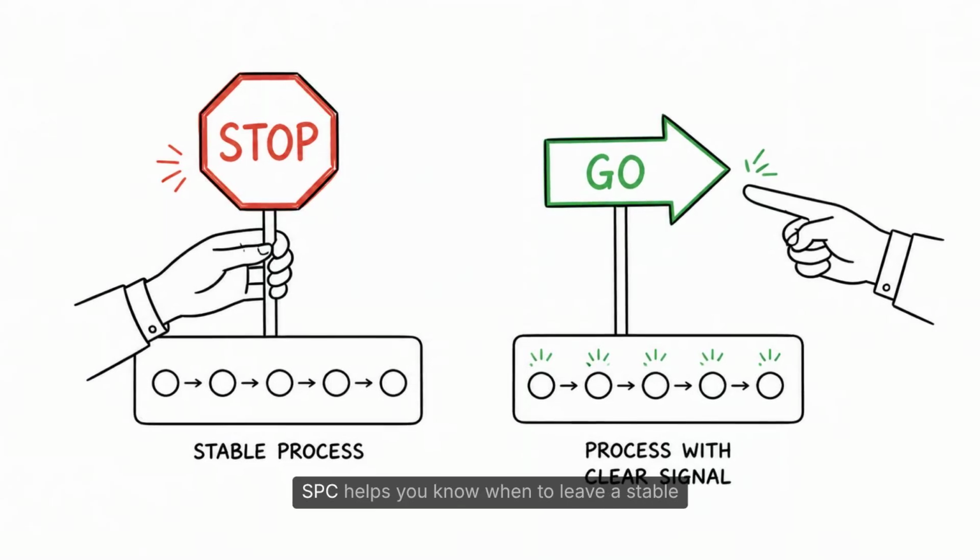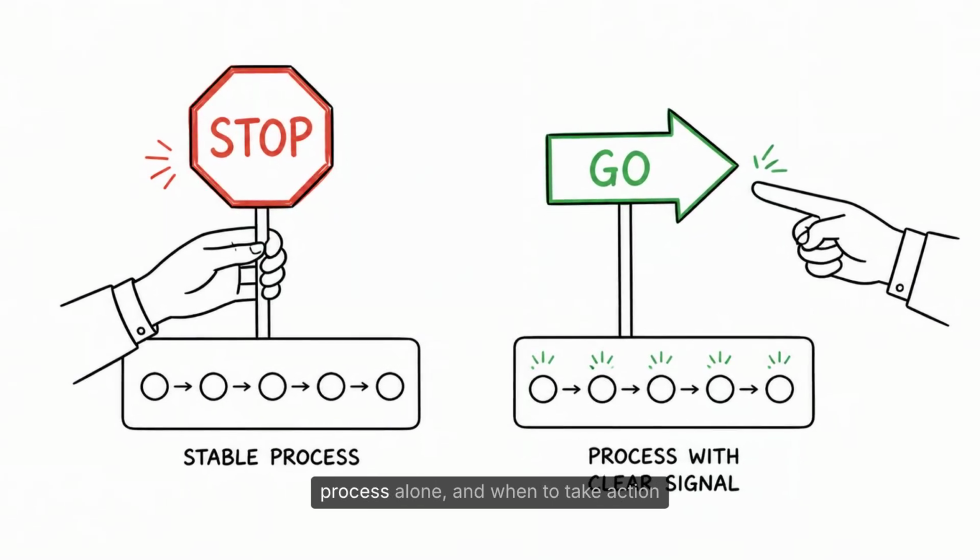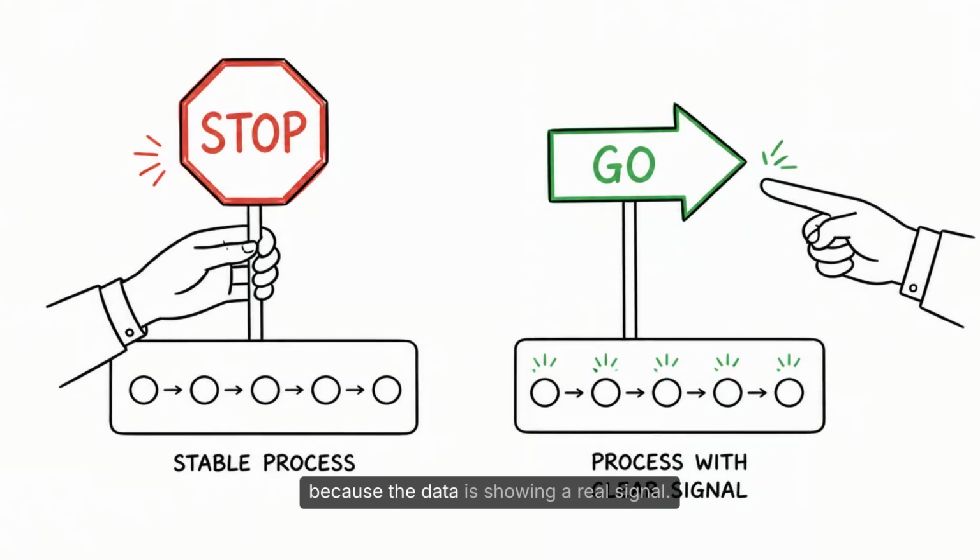The key lesson is simple. SPC helps you know when to leave a stable process alone and when to take action because the data is showing a real signal.